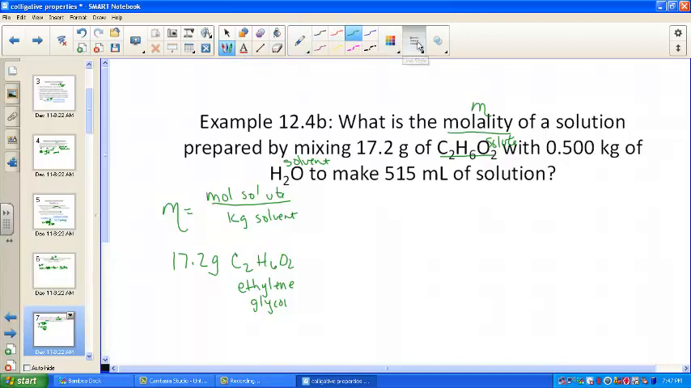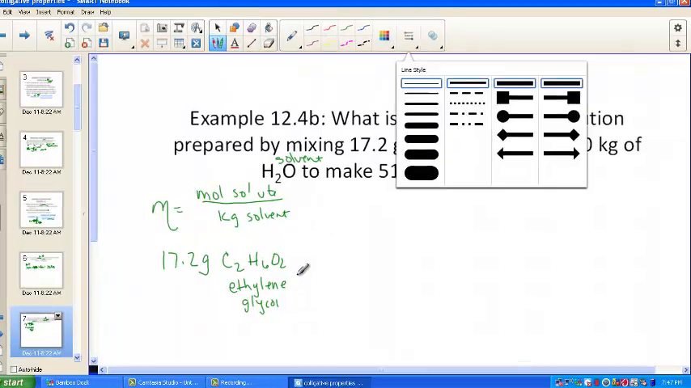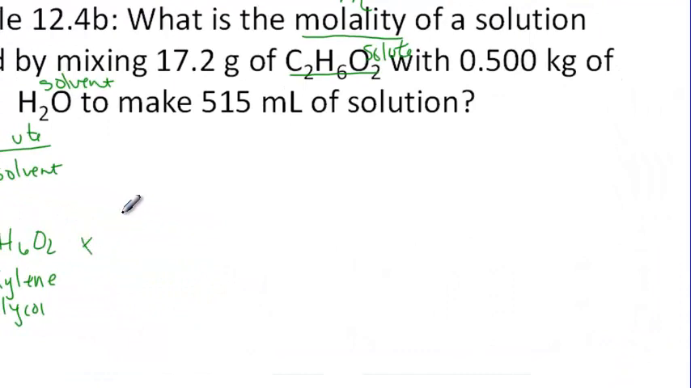When I consider my mole map, what I need to do is convert my grams to moles, and I do that with a molar mass. So I have to add up C2H6O2 and find a formula weight. Now I don't know that, so let me just take a minute and hit that on my screen.